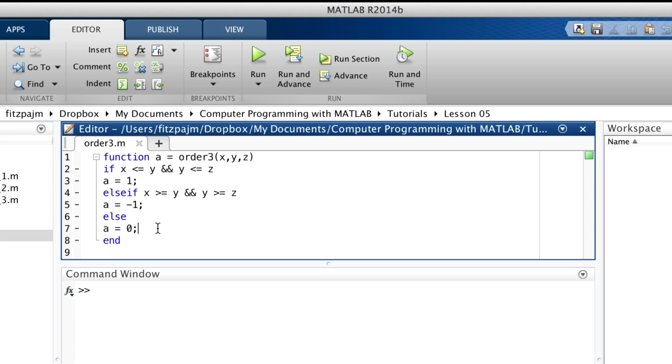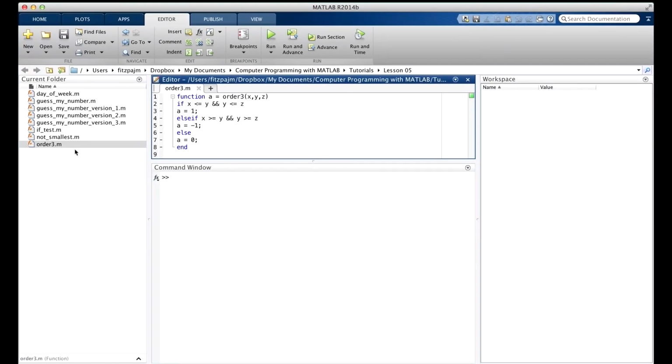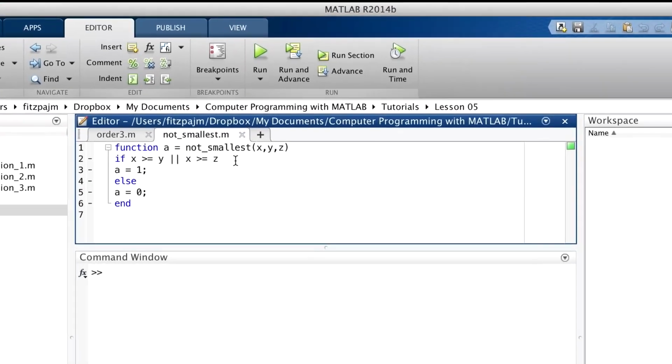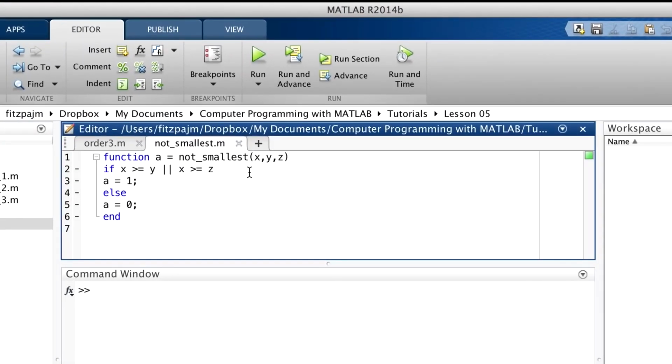Okay, we've seen an example for the AND operator. Now let's see one for the OR operator, the not smallest function. The job of not smallest is to determine whether its first input argument is smaller than both of its other two input arguments. If it's not smaller than both of them, then it returns 1, meaning it's not the smallest, hence the name of the function. Otherwise, it returns 0.